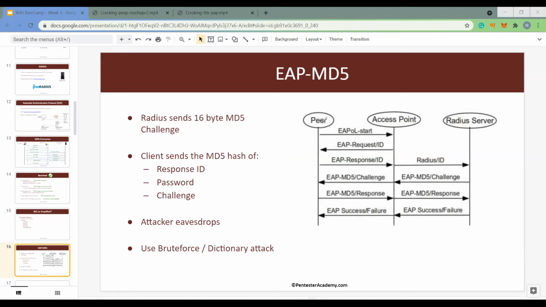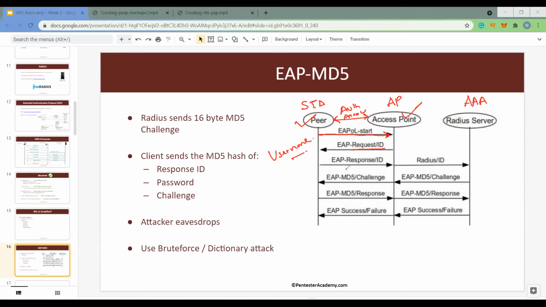What you have here, this peer is nothing but your station. The access point is already labeled, and this is your AAA server. So what is happening here? We have omitted the first Wi-Fi packets or frames that we have to exchange, like the authentication or association packets. After that, this is the EAPOL start. The EAPOL start is sent by the station to the access point, and the access point then requests the ID. ID is your username.